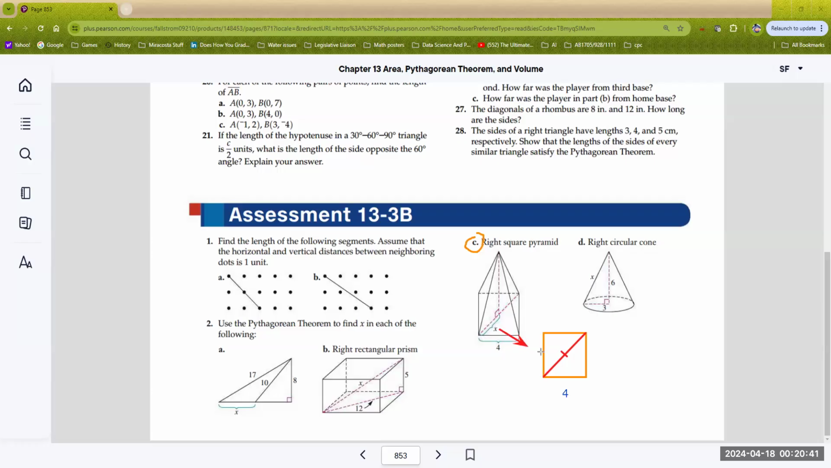If you look here, x is really this half piece right here. So I still would go through and find the whole length, and then you can just cut it in half, because that's what we're doing. That would be the idea there. And again, you know this is a square because it says it's a right square pyramid, which means both sides have to be 4. You could use the Pythagorean theorem to find the hypotenuse.